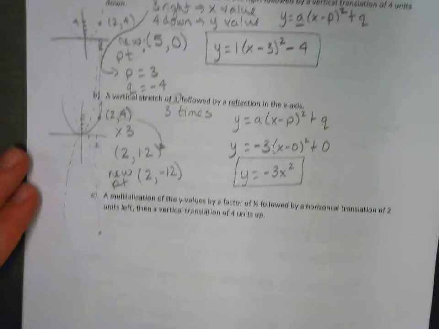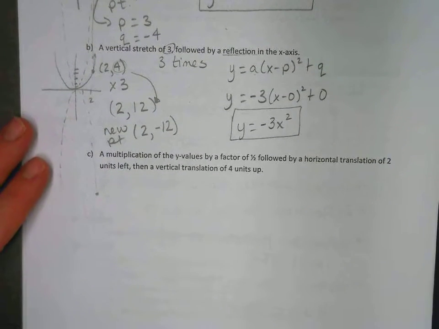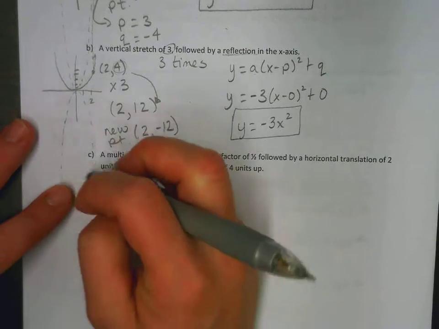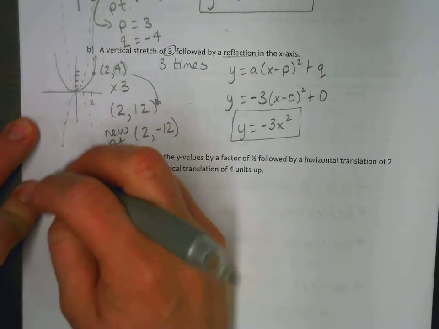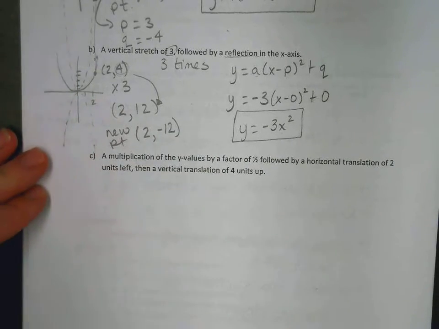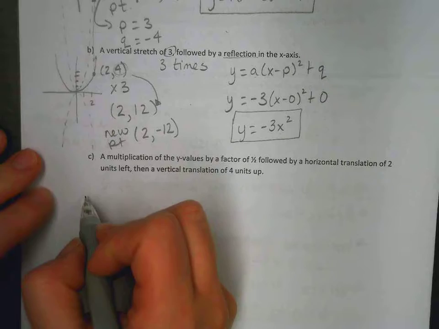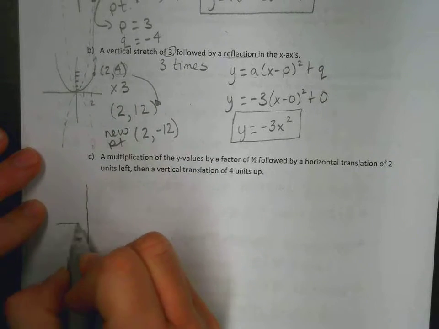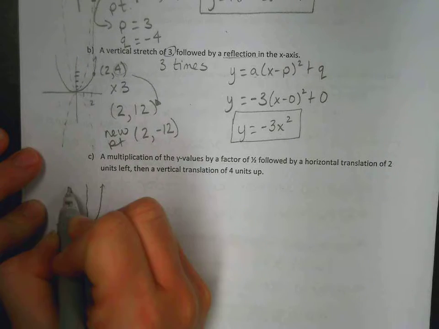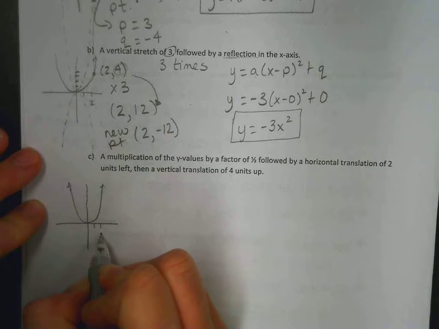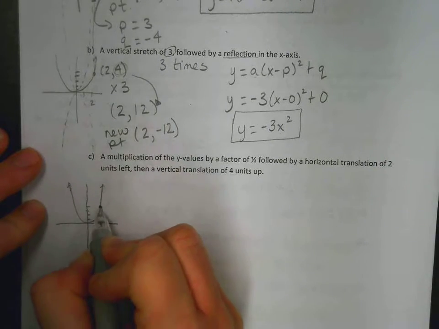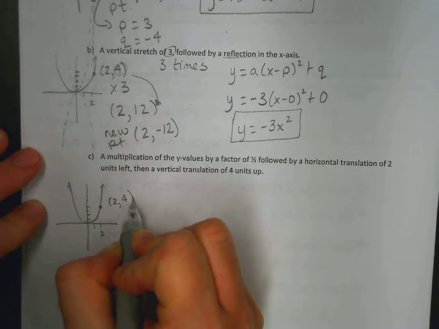Okay, and then lastly, question C, a multiplication of the y values by a factor of 1/2, followed by a horizontal translation of 2 units left, then a vertical translation of 4 units up. So again, let's give our sketch of our original function here. Here it is at x equals 2, y equals 4. This is where I'm starting at.